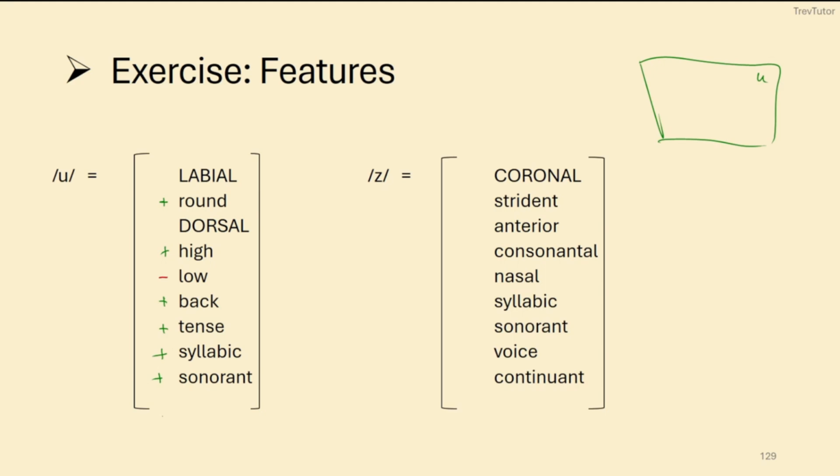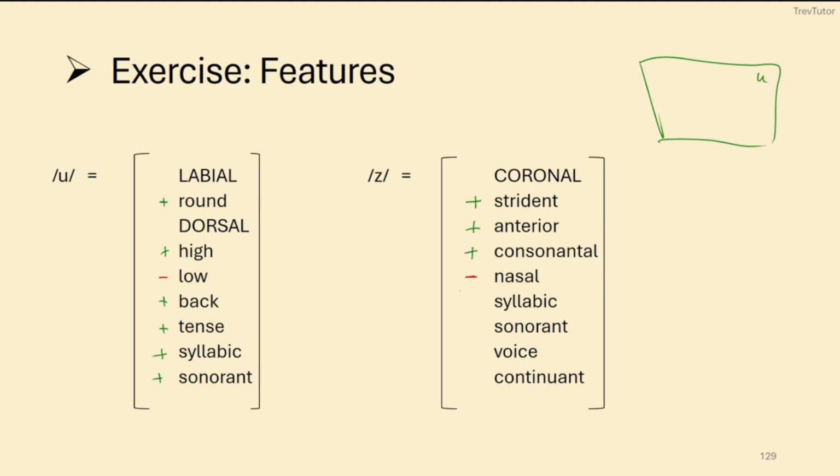Now, in terms of z, this is a coronal sound. This uses the tip of your tongue to pronounce, and this is a noisy sound, so it's plus strident. It is at the alveolar ridge, so we're going to say it's plus anterior. It's consonantal, obviously, because it's a consonant. There's obstruction in the oral tract, so this is plus consonantal.